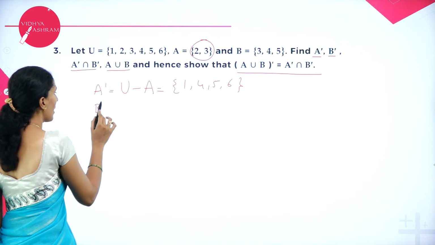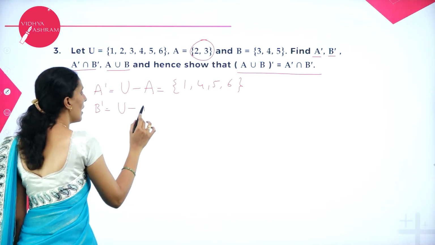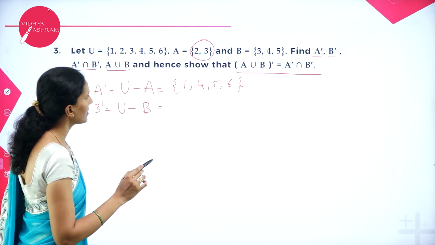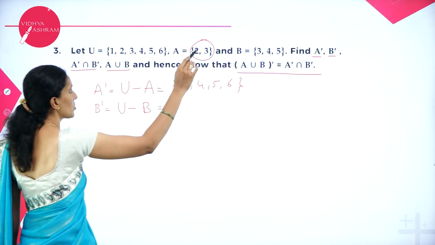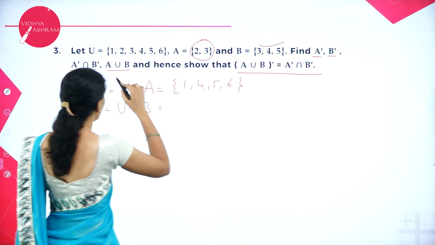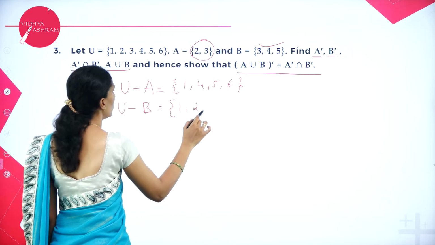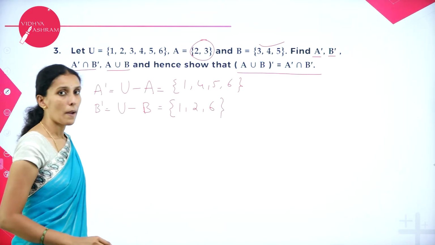Let me take B dash. B dash means leave the elements in B, don't write the elements in B. So what are the elements in B? 3, 4, 5. Except 3, 4, 5, write only the other elements. So that is 1, 2, 6. So this is your B dash.